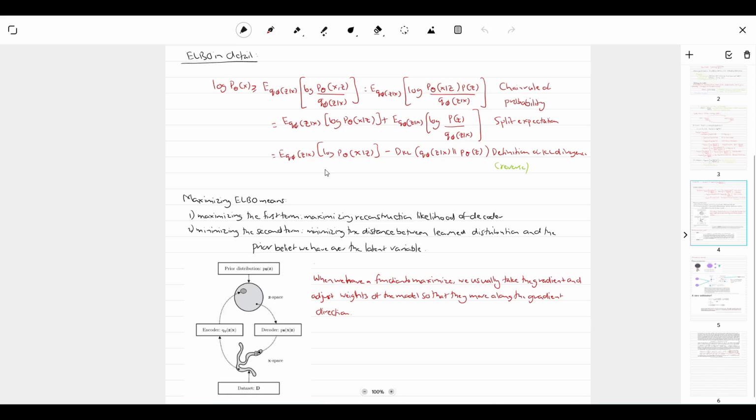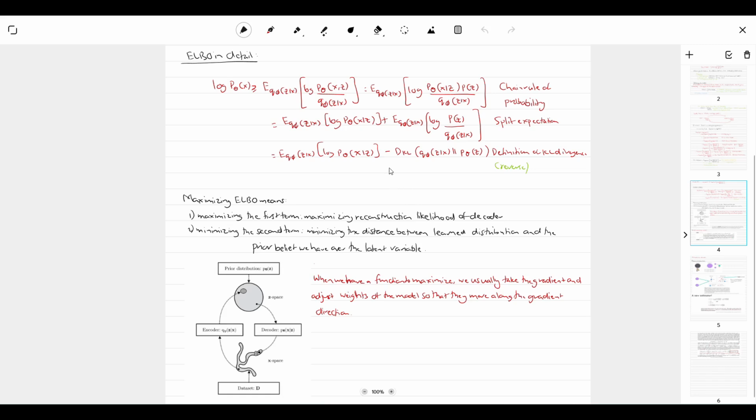What does it mean in practice? This is the reconstruction likelihood of the decoder. It means we are training the decoder to be really good at taking a sampled latent code z and accurately reconstructing the original output x. This is exactly like the reconstruction loss in a standard autoencoder. And next, we want to minimize the second term, or the regularization loss.